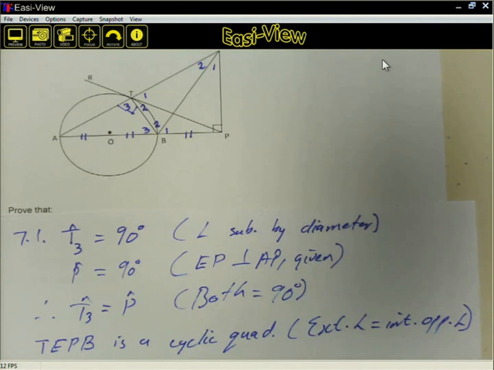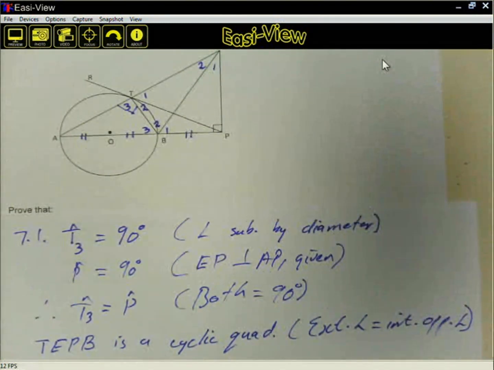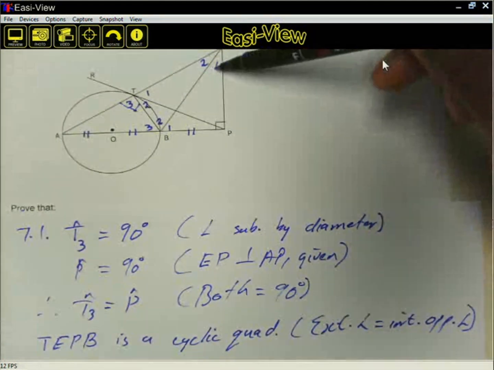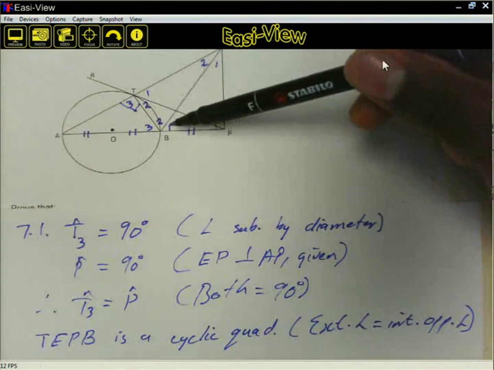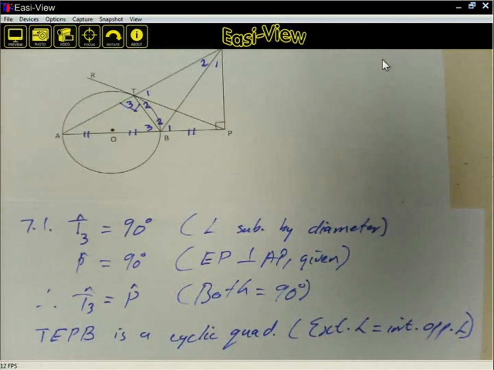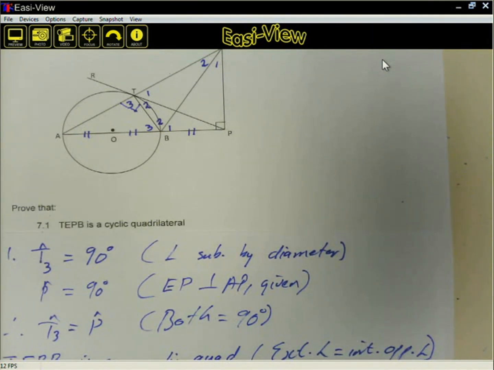That's the first part. Now that we have proven that TEPB is a cyclic quad, we can apply the properties of a cyclic quad on it. Which other properties exist? Like T2 equals E1, that will be correct. Like B1 equals T1, that will be correct. Angles in the same chord. Those are the theorems we can apply because we have already proven that TEPB is a cyclic quad. That was the first part of the question. Let's go to the second part.